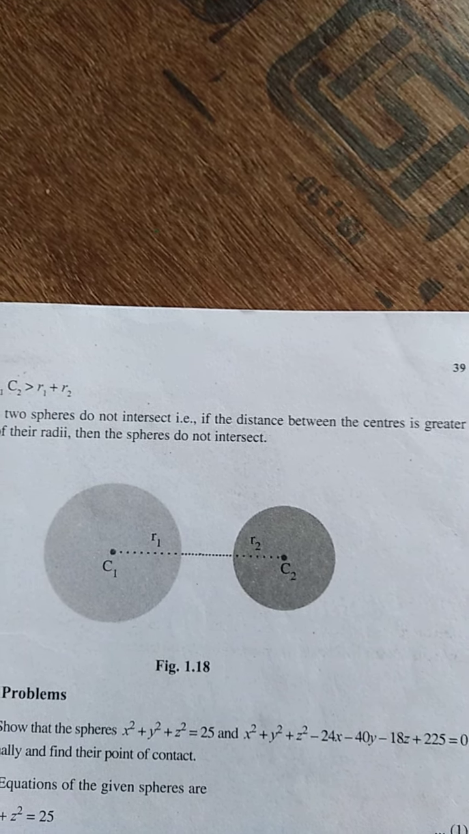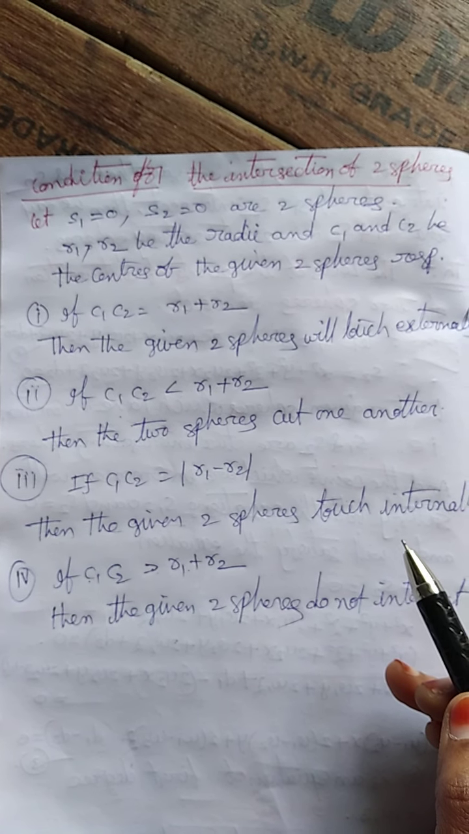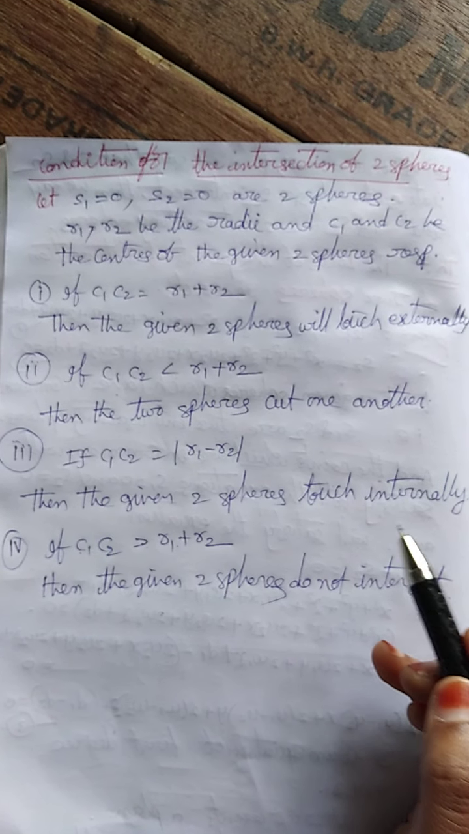Okay, these are the 4 conditions for the intersection of two spheres.